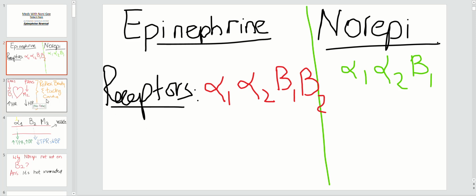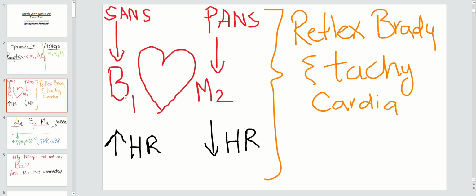Now I will tell you in the next slide where these receptors are located. On the heart you have the beta 1 receptor and the M2 receptor, which is your cholinergic receptor, right? So whenever beta 1 on the heart is stimulated, either by beta 1 agonist drugs or through the sympathetic autonomic nervous system, it will result in increased heart rate. Similarly, the M2 receptor is the cholinergic receptor. Whenever it is stimulated by a muscarinic agonist drug, it will result in decreased heart rate. The second way the M2 is activated is the parasympathetic autonomic nervous system.